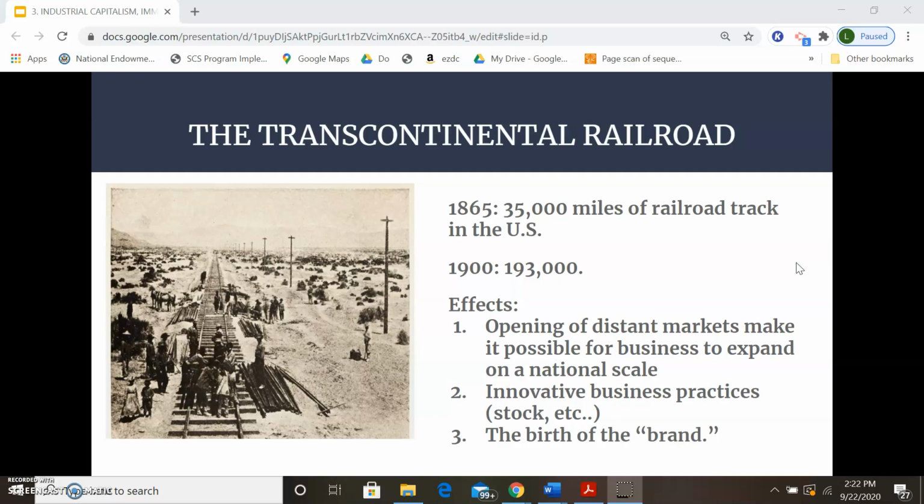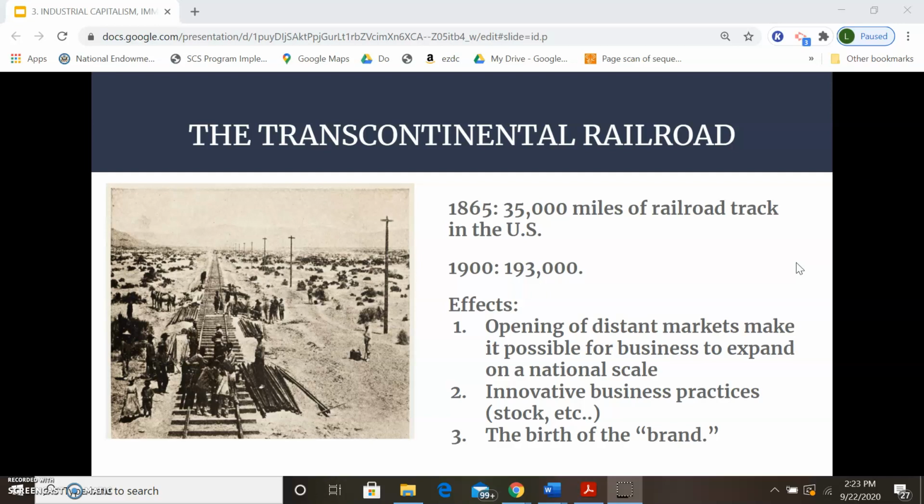If you are a business owner and you're operating in Chicago and you want to sell to people in California, this was virtually impossible before the completion of the Transcontinental Railroad. You could not transfer your goods that far. So you were limited in how big your business could grow. So business gets to expand to a national scale for the first time as a result of this.